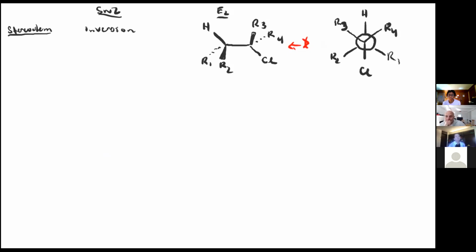And we said that E2 goes through a single transition state, there are no intermediates. So what does that mean? It means you don't have time for bond rotations, okay? You don't have time to do anything to the molecule. And so the conformation that it's in as it enters is the conformation that it will come out in, okay?